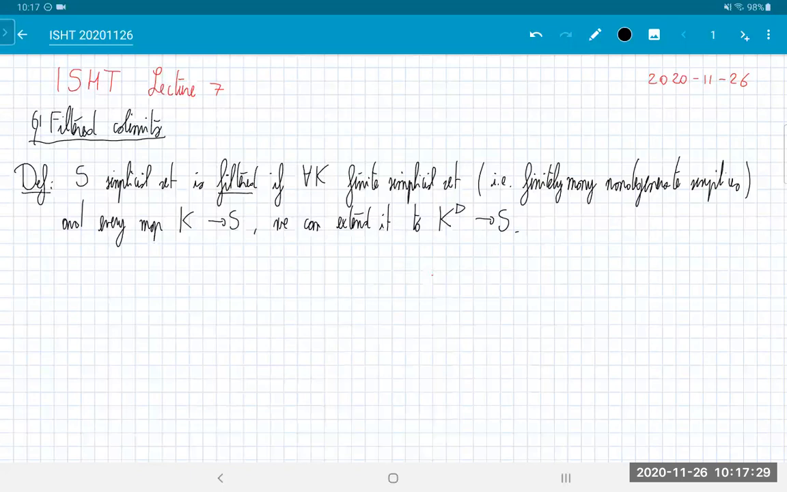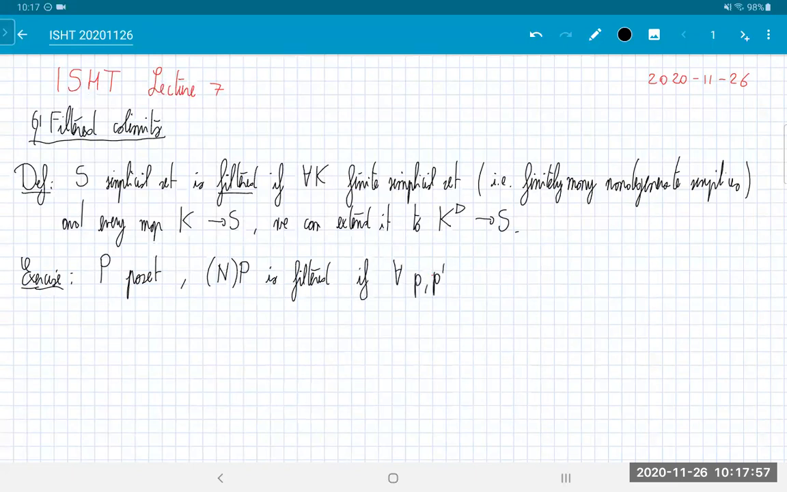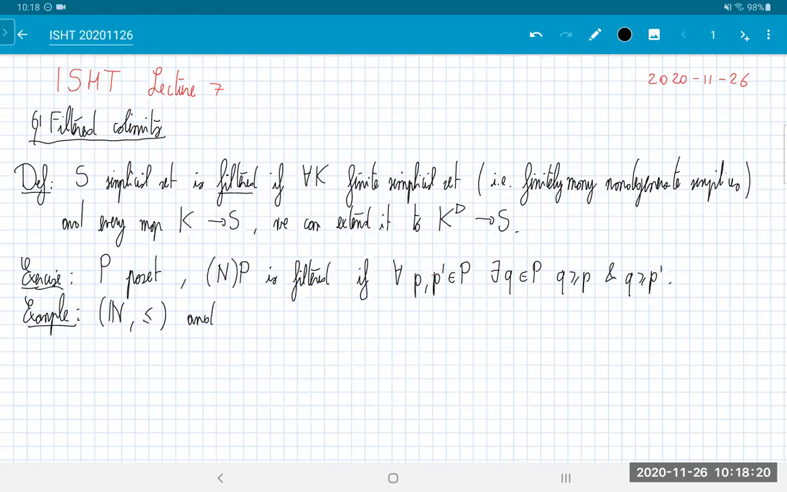That's a general definition, but we are actually going to be more interested in this example. I'm going to give it as an exercise. If P is a poset, the nerve of P is filtered, and I put the nerve between parentheses because, as I said, I'm often going to omit the nerve, if for every p, p prime in P, there exists a q that's greater than both of them. That's actually the intuition you should have. In particular, and in fact it's pretty much the main example we're going to use, the natural numbers with the standard order and the integers with the standard order are filtered.